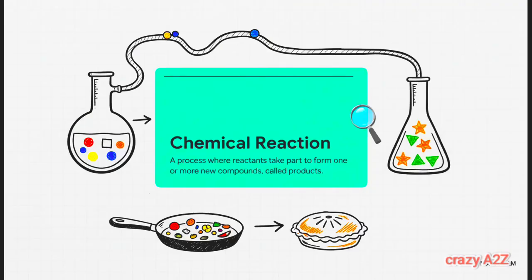So here's the bottom line. In any chemical reaction, you start with your ingredients, we call those reactants, and you end up with your final dish, which we call the products. The reactants literally get used up to create something new. That's the core idea right there.